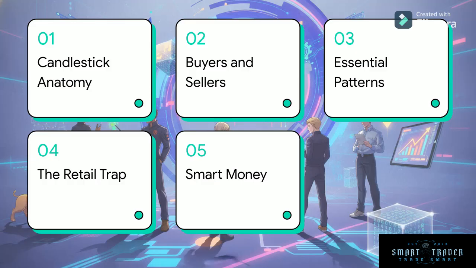Okay, so here's our roadmap for today's explainer. First up, we'll cover the anatomy of a candlestick. Second, buyers, sellers, and the psychology behind them. Third, essential candlestick patterns. Number 4, the retail trader trap. And finally, number 5, smart money and institutions.